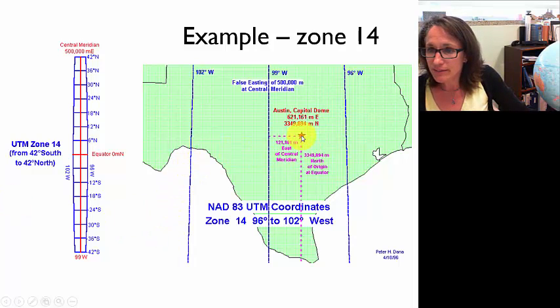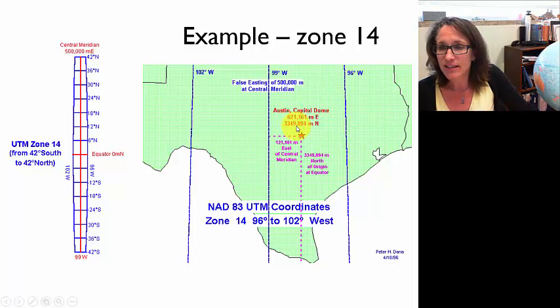And the northing for the Austin Capitol Dome is 3,349,894 meters north of the origin, which is at the equator. So notice the northing is a much bigger number than the easting. So pretty much if you're in the United States and you're using the UTM grid and you don't know which coordinate is your northing and which is your easting, your northing is going to be the bigger number.